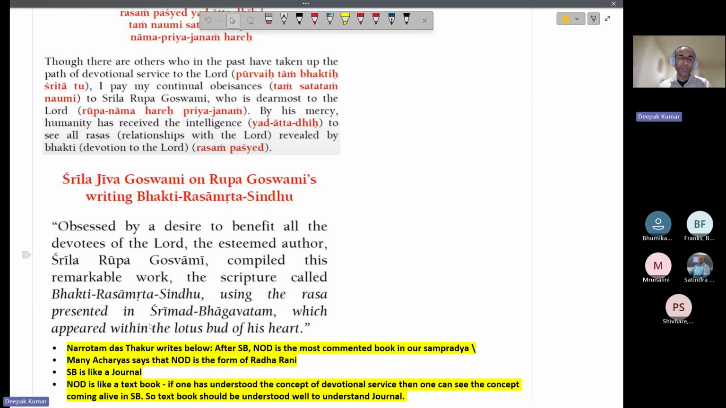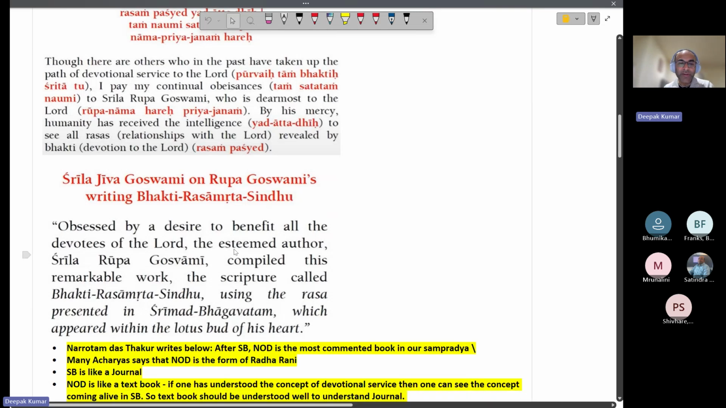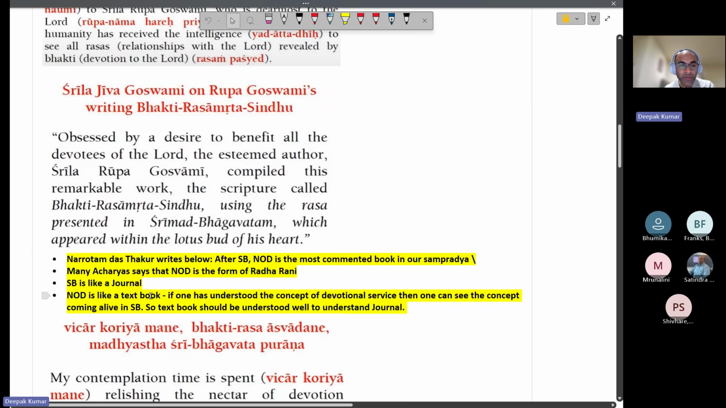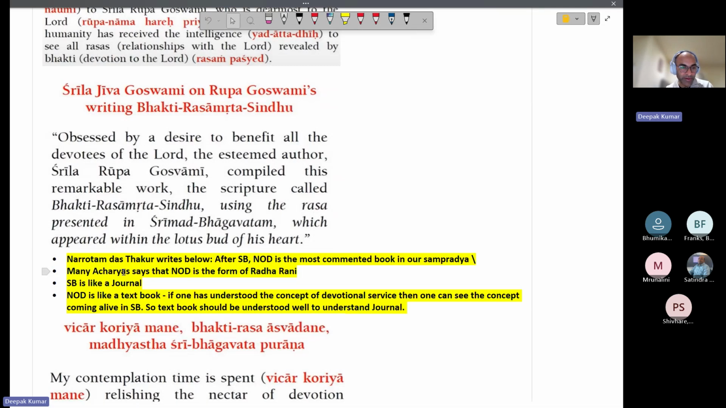And that Jiva Goswami is writing this, right? "Obsessed by a desire to benefit all the devotees of the Lord, the esteemed author Srila Rupa Goswami compiled this remarkable work, the scripture called Bhakti-Rasamrita-Sindhu, using the rasa presented in Srimad Bhagavatam, which appears within the lotus bud of his heart." And now Narottam Das Thakur. Some of you may know all these names, for some of you it may be a little new, okay?